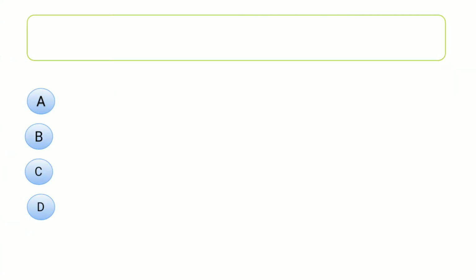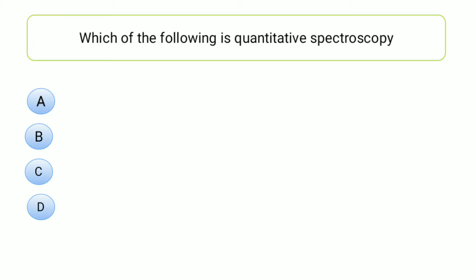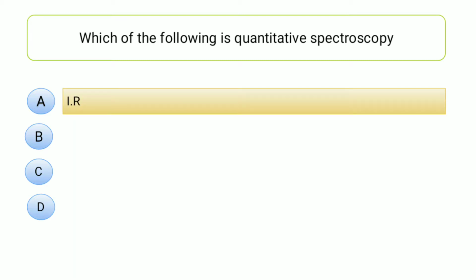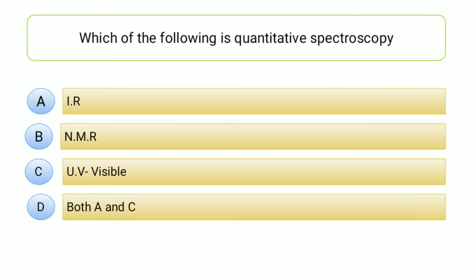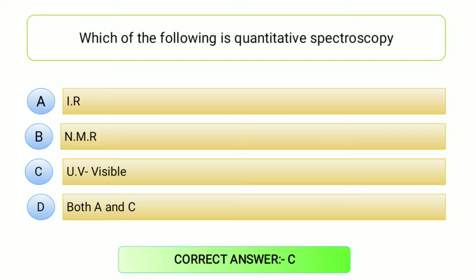Question number 3 is, which of the following is quantitative spectroscopy? And the options are A. IR, B. NMR, C. UV visible and D. both A and C, that is IR and UV visible. So students, the correct answer for this question is option number C. So UV visible is a quantitative spectroscopy, whereas IR, NMR, ESR and even mass spectroscopy, these all are qualitative spectroscopy.